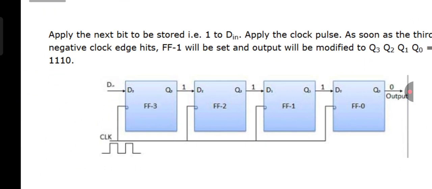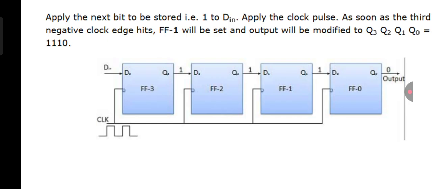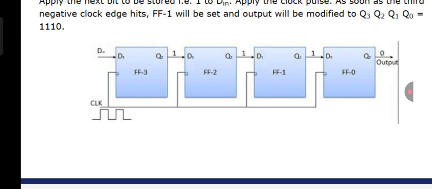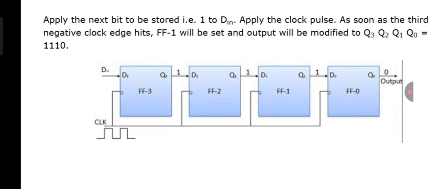Next, apply the next bit. The next bit is D in is 1. Now, apply the clock pulse. So, on the third clock edge, F of 1 will be set. The output will be modified into Q3, Q2, Q1 is 1, 1, 0. So, the next bit 1 is applied to the F of 3. Already the output Q3 is 1.